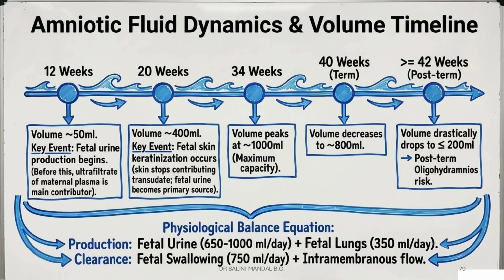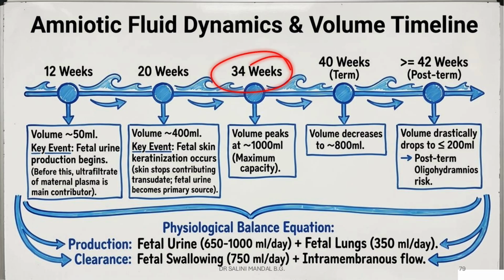Next is amniotic fluid, a little bit of it. Let us talk about the 12th week of pregnancy. In the 12th week, the amniotic fluid volume will be approximately 50 ml, because that is the time when fetal urine production begins. At the 20th week it becomes 400 ml, because fetal skin keratinization also occurs and transudation from the skin will occur along with the fetal urine.